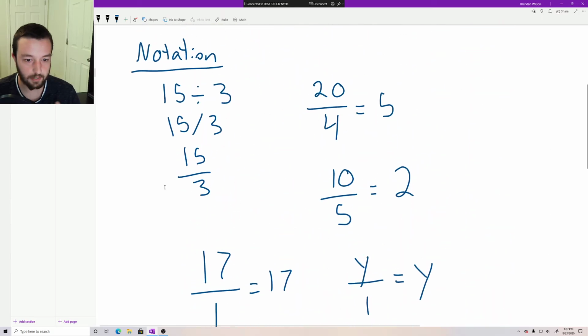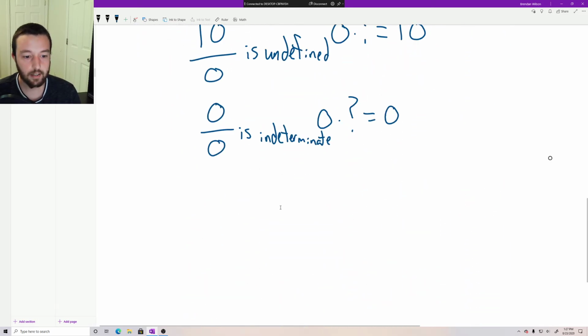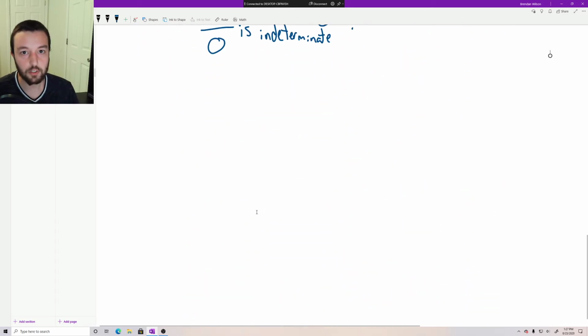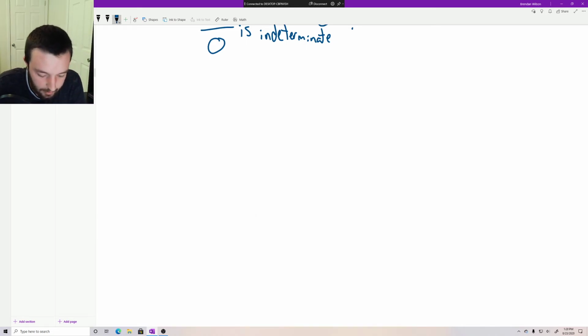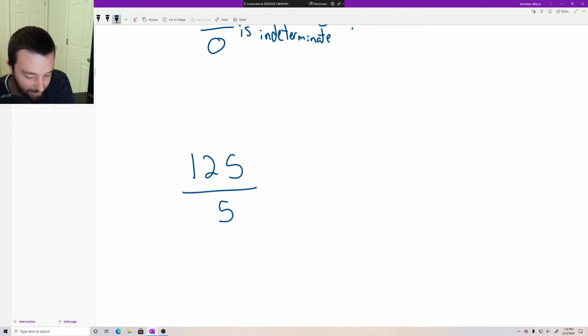So we've only looked at not single digits necessarily, but small numbers, right? So what happens if something's just too big? What if we have 125 divided by 5? Well, we could sit here and think, okay, 5 times what equals 125, but there's a lot of options here.